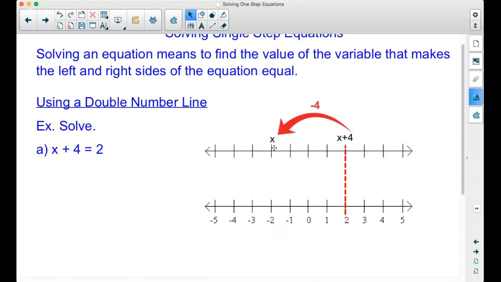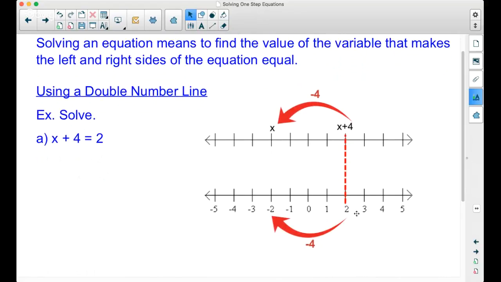So there's x. We want to figure out what x equals, so we do the same thing on the bottom. We move by the same amount down here. We moved 4 to the left from 2 all the way to -2. And again, we can show that those two values are the same. So x has to equal -2.